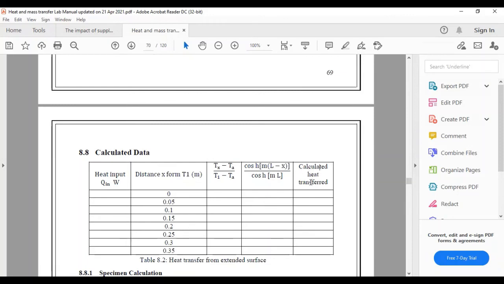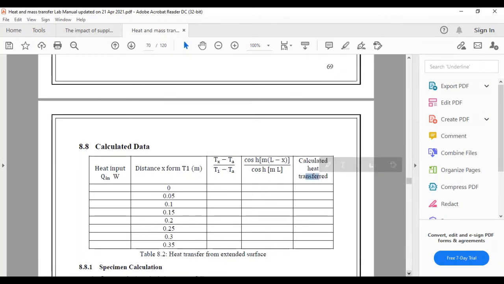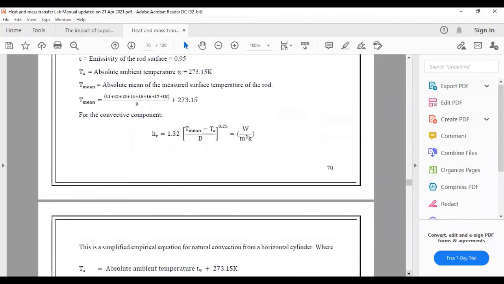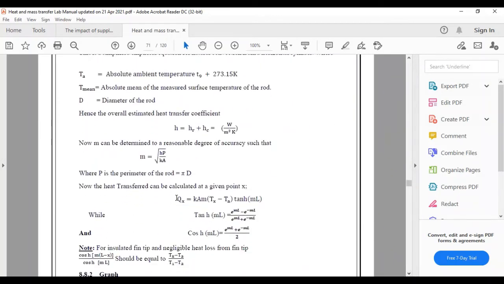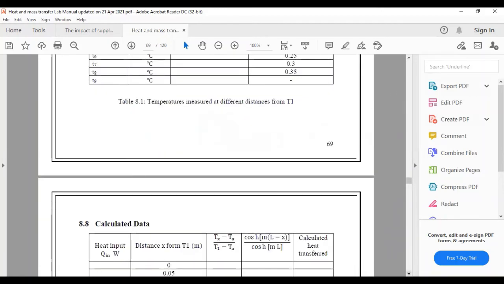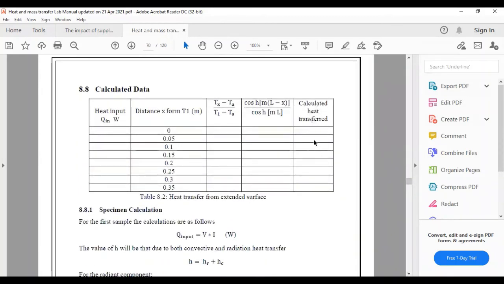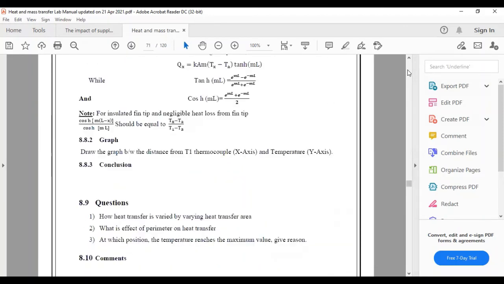So finally we have to calculate this calculated heat transfer. This is the final formula we will use here, and it is very easy to calculate. The formula is Qx equals kAm (Tx minus Ta) tanh ml. Here Qx represents the sensor for which you are calculating the heat. For sensor number 1 you will use Q1, for sensor number 2 you will use Q2. So in the above table you will calculate the heat transfer for all of those sensors, T1, T2, T3 up to T8. Now I will explain the remaining terms of the formula.